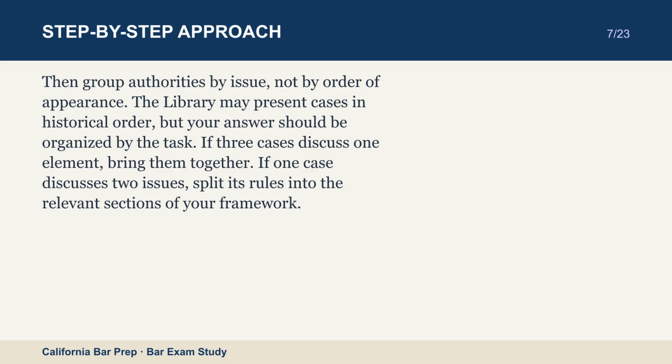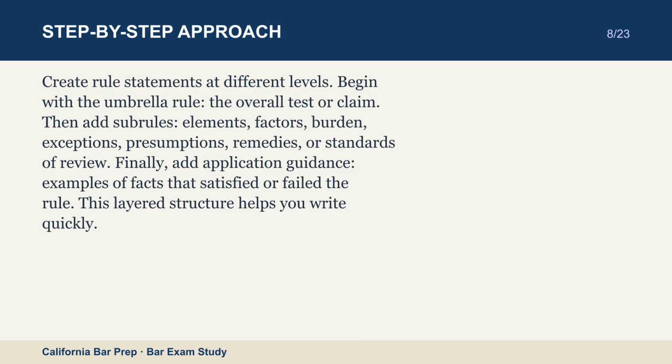Create rule statements at different levels. Begin with the umbrella rule, the overall test or claim. Then add subrules, elements, factors, burden, exceptions, presumptions, remedies, or standards of review. Finally, add application guidance, examples of facts that satisfied or failed the rule. This layered structure helps you write quickly.